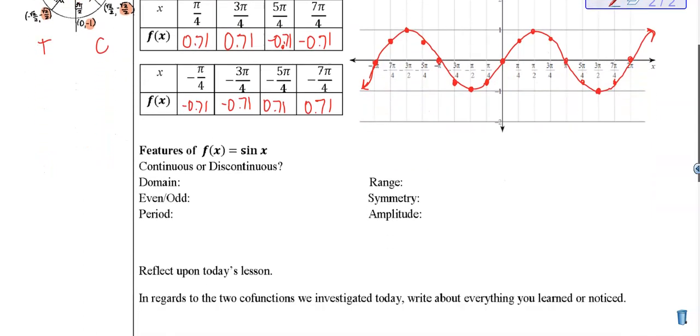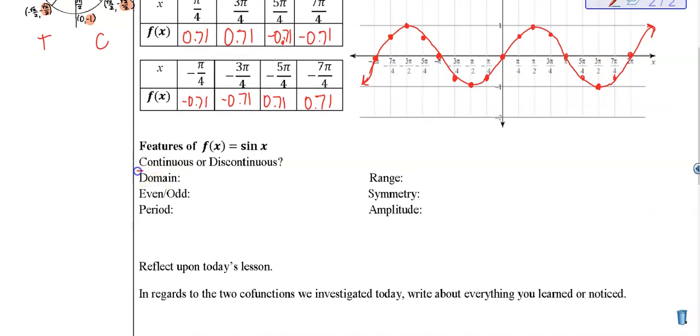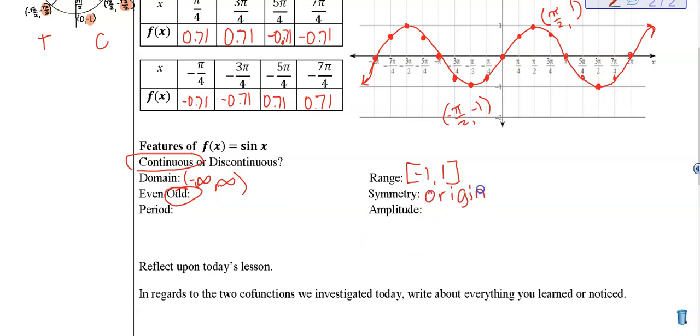So let's describe its features. Continuous or discontinuous? Domain? Right, because all my thetas, as many as I want. Range? Closed from negative 1 to 1. Is it even or odd? Let's check. Look at this point right here. This is pi over 2, 1. And over here, this is negative pi over 2, negative 1. Even or odd? Odd. Okay? So my symmetry is across the origin. That's origin symmetry. All right?